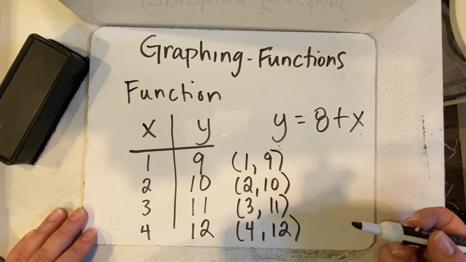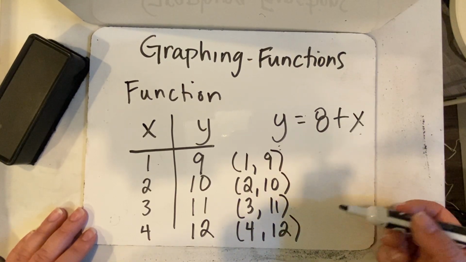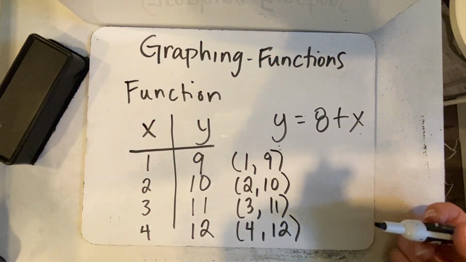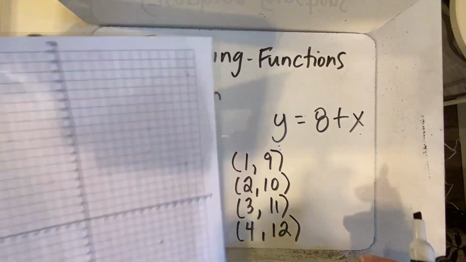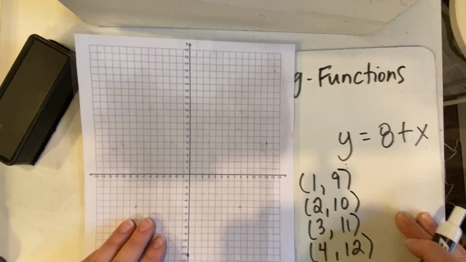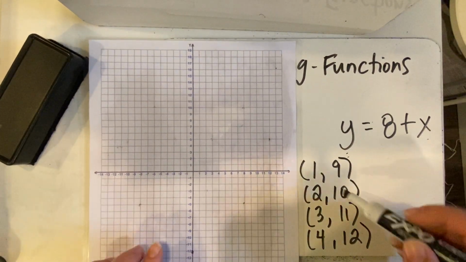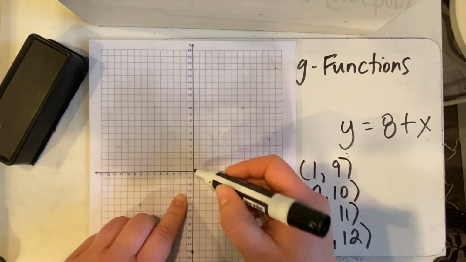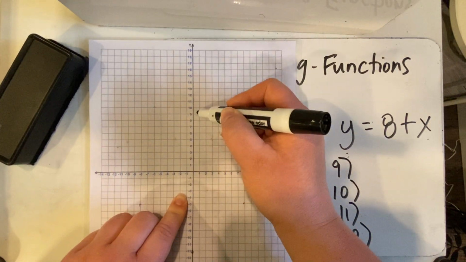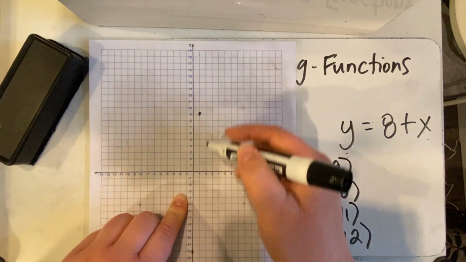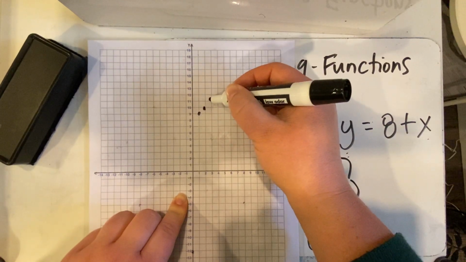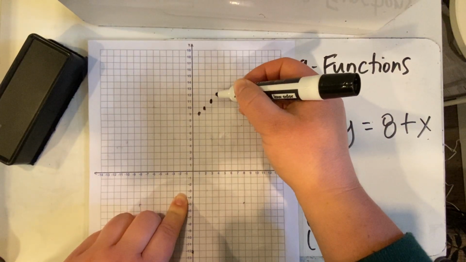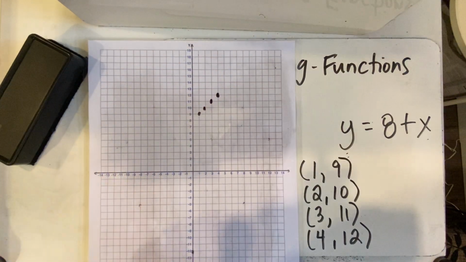We can graph it on a Cartesian plane, or we can make a graph ourselves. Because I already have my Cartesian plane, I can draw it out right away. So let's look at that. With both positive x and y values, we're going to be working in quadrant 1. So let's plot these. 1 is the x, I go horizontal, and then 9. We have 2, 10; 3, 11; 4, 12. So you can see that this is a graph of our function.